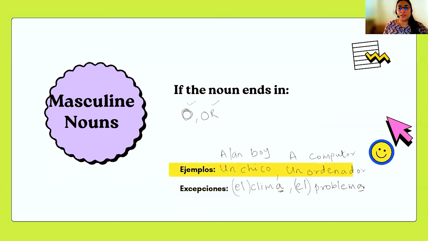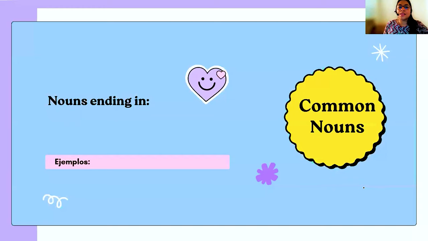Now that we've looked at how to determine a masculine noun, how to determine a feminine noun, and the exceptions, let's look at some common nouns. We are going to look at only two patterns right now. One that ends in I-S-T-A. What is a common noun? Simple, you can use this with masculine as well as feminine. And the other one is N-T-E.